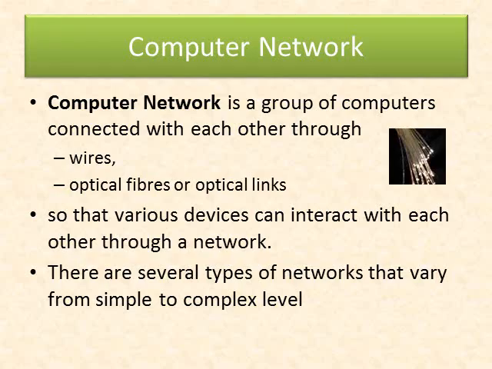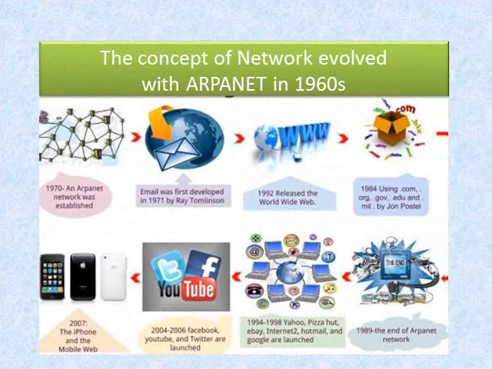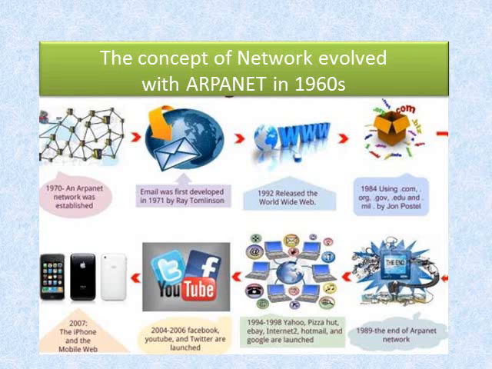Children, the concept of network, that is interconnected computers, evolved with ARPANET in the 1960s. You know, children, ARPANET is Advanced Research Projects Agency Network. In the late 1960s and early 1970s, the ARPANET network was established to establish communication between the different defense projects. Then in 1971, Ray Tomlinson developed the first email, and 1992 saw the release of WWW, that is World Wide Web. Then in 1984, you can see the usage of .com, .edu, .gov, etc. started by John Postel. Then 1989 was the end of the ARPANET network.